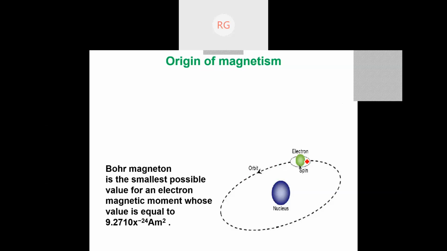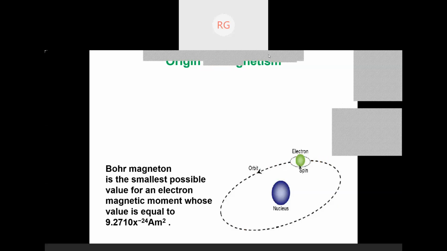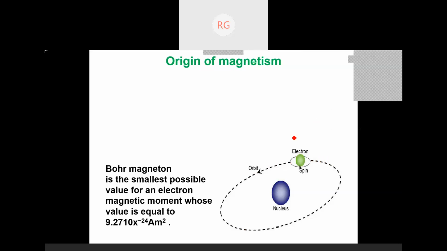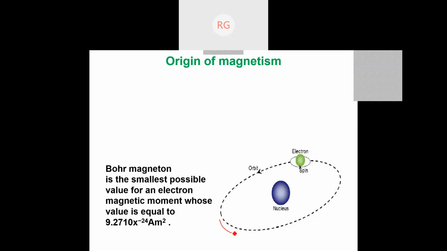And this current that is moving in a closed path will give you a magnetic field. And therefore, the first reason for magnetism is the orbital motion of an electron. This orbital motion of an electron will produce a magnetic dipole moment, which is called the orbital magnetic dipole moment. As it is going from here, this is the direction of motion of electron.